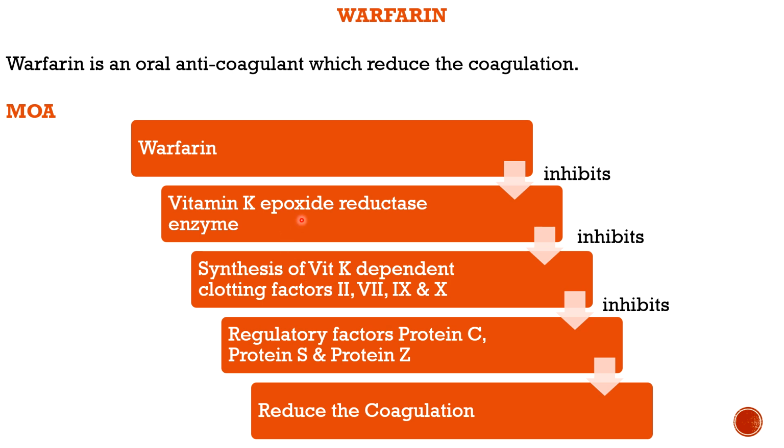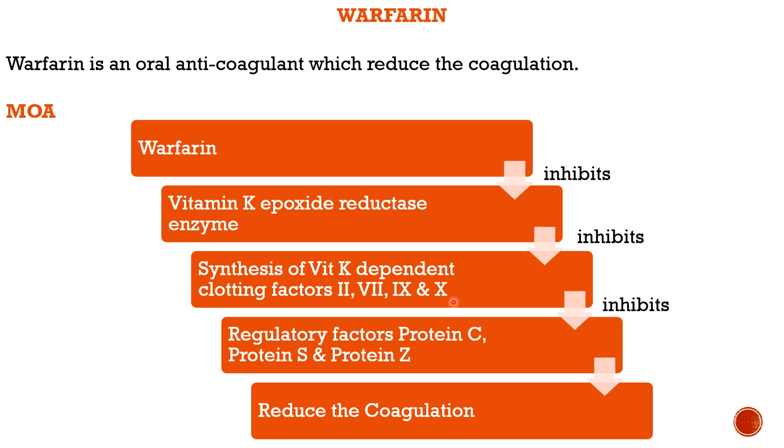Due to inhibition of the vitamin K epoxide reductase enzyme, there is no availability of vitamin K. With the lack of vitamin K, clotting factors will get inhibited, and also the regulatory factors protein C, S and Z. These proteins also depend on vitamin K. So due to lack of vitamin K, there is no synthesis of clotting factors and regulatory factors, so it reduces the coagulation. This is the mechanism of action of warfarin.